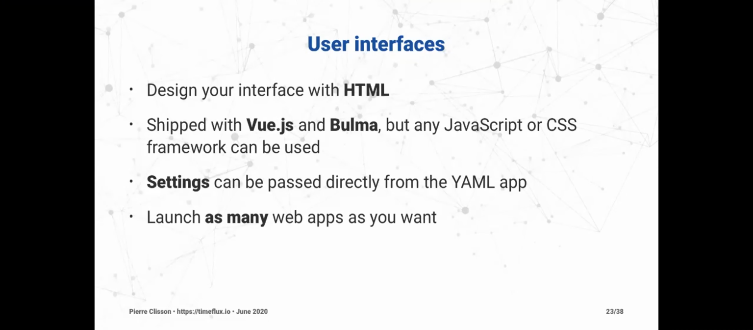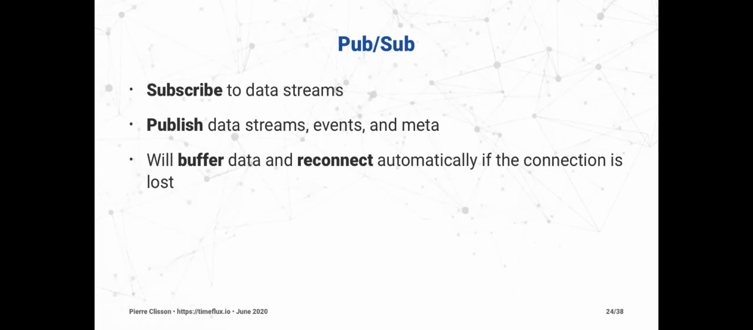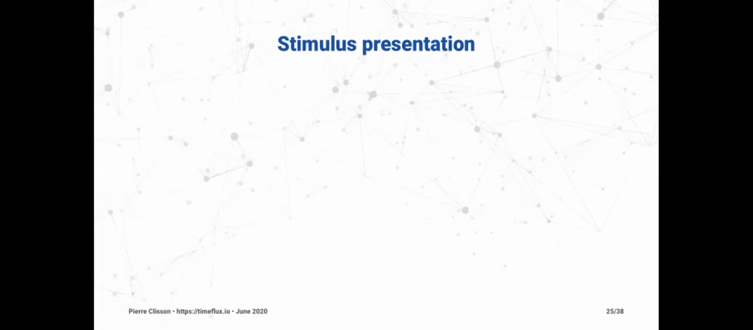And yeah, as you've seen with the demo, we can have multiple interfaces from only one graph, one pipeline, one application. Okay, so what you can do with the JavaScript is subscribe to data streams. We've discussed this. We can publish data streams, events, metadata. If you lose the internet connection for a while, it will buffer the data and reconnect automatically. And everything is detailed in the JavaScript file.